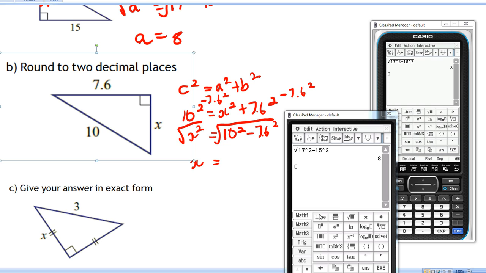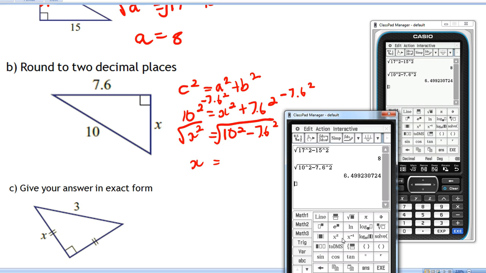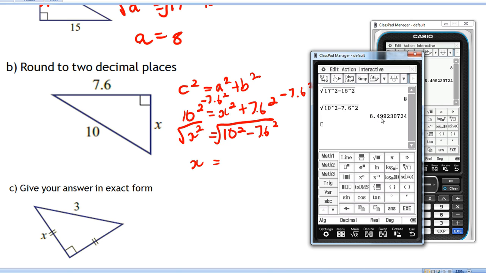They want it to 2 decimal places, so let's do it. I've got 10 squared take away 7.6. Where's the square button there? Alright, so they're telling us the answer is 6.499. So basically what we'll do is we'll use the 9 to round that up to 1.